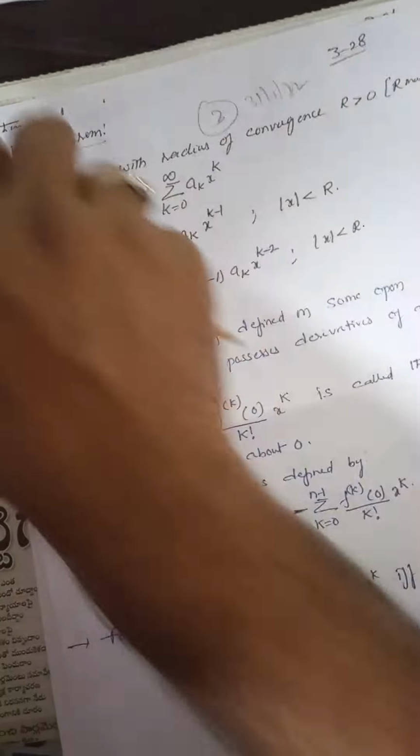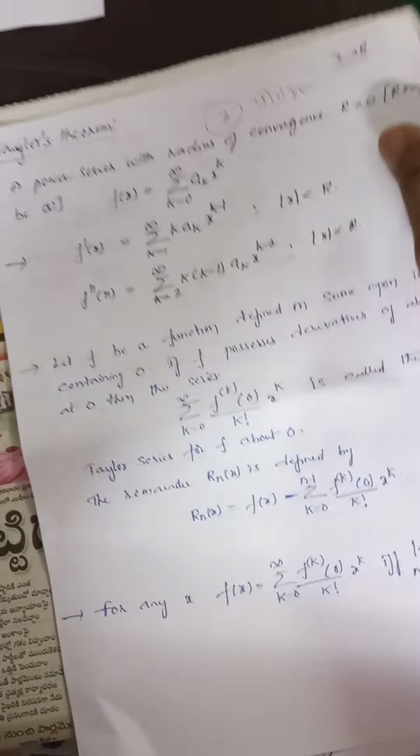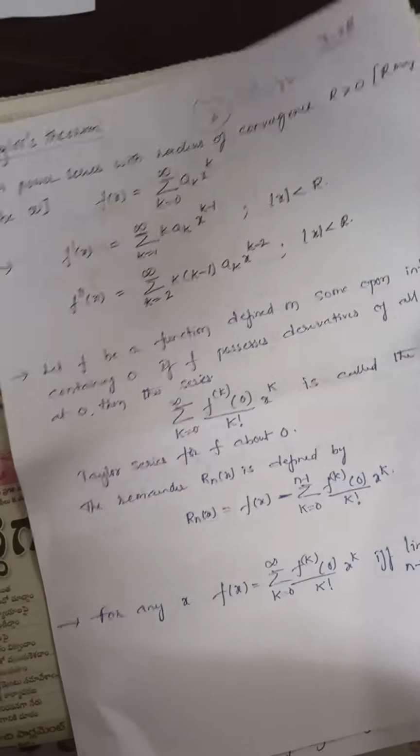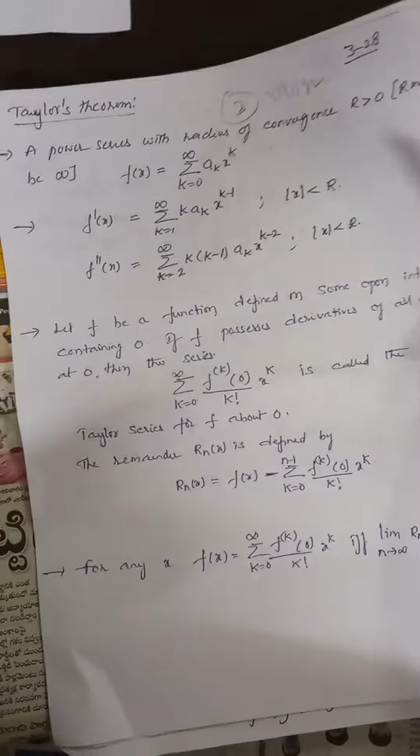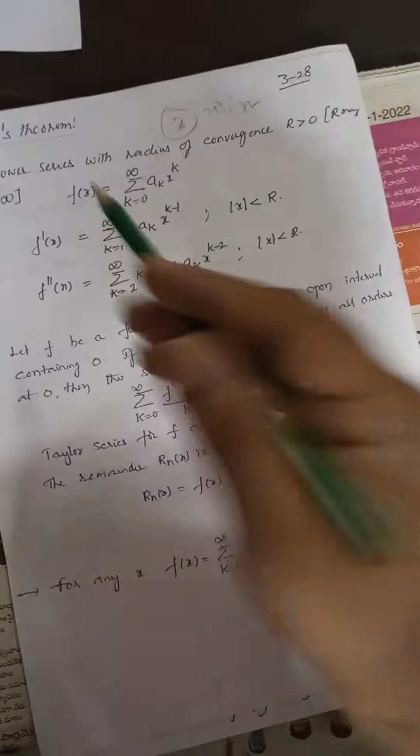Next one is Taylor's series, the last topic, right? Please, you can ignore this topic. You can skip it because it is very lengthy. There are very lengthy problems, and it takes more than 25 minutes. Now, what is Taylor series?